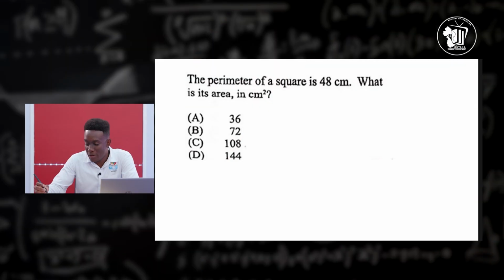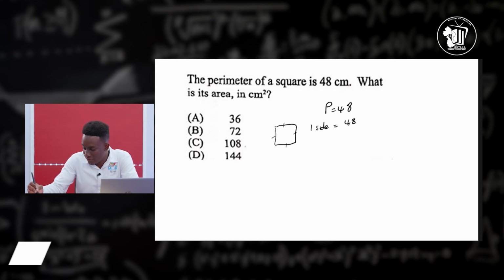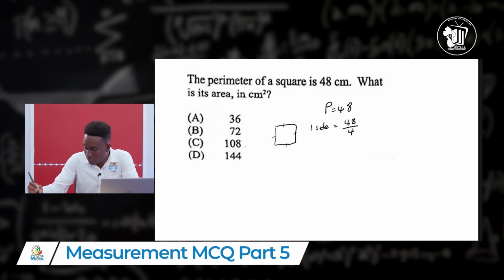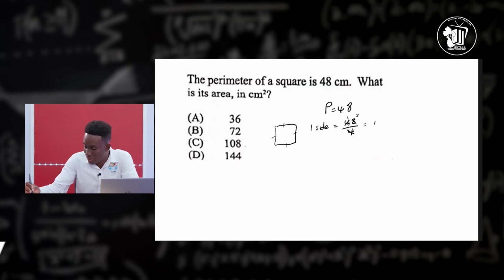So this one says, the perimeter of a square is 48 cm. What is its area in cm squared? So we know the perimeter of the square is 48. For a square, all the sides are equal. So if we add up all these sides, we get 48. To find one side, it will be 48 divided by 4, which is 12. So one side is equal to 12.